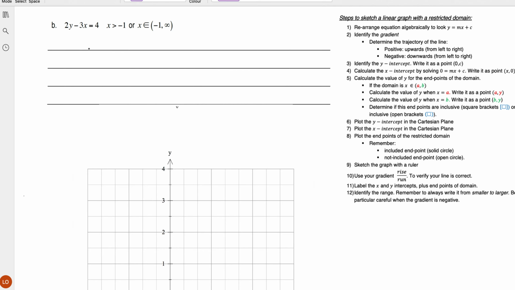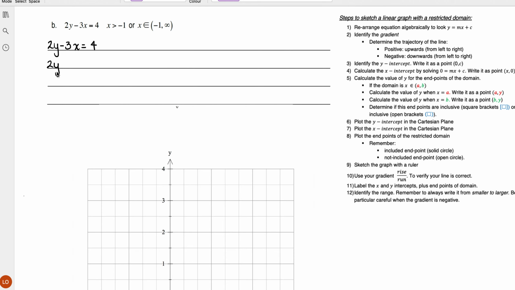Let's do example 2. I have 2y minus 3x equals 4. So it's not in the form of y equals mx plus c. First, rearrange it. So I'm going to start here: 2y, take away 3x equals 4. I need to leave the y on the left-hand side.